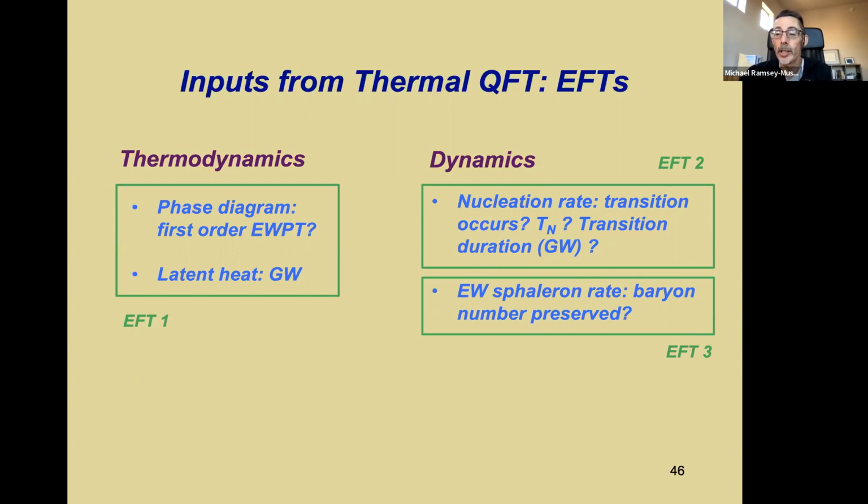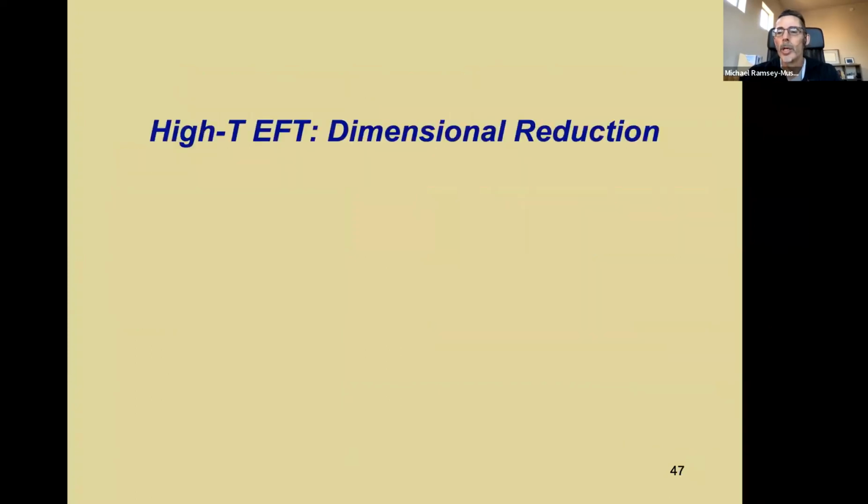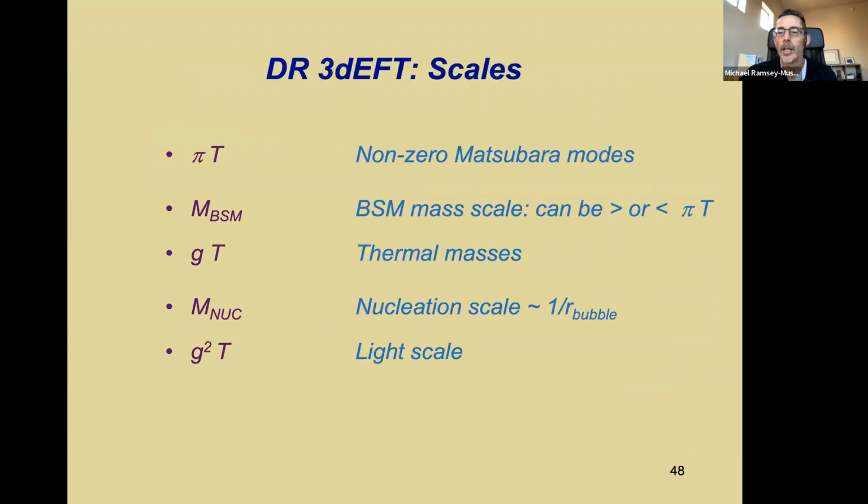Now, EFT1 and EFT2 have been developed. EFT3 is still under construction, so I'm not going to say much about that today, but just be aware that one needs to think about multiple effective field theories. So the rubric for this EFT-ness is what's called dimensional reduction, and the EFT part relies on identifying the scales in the problem. So let's, for EFTs 1 and 2, talk about the scales. They're listed here on the left.